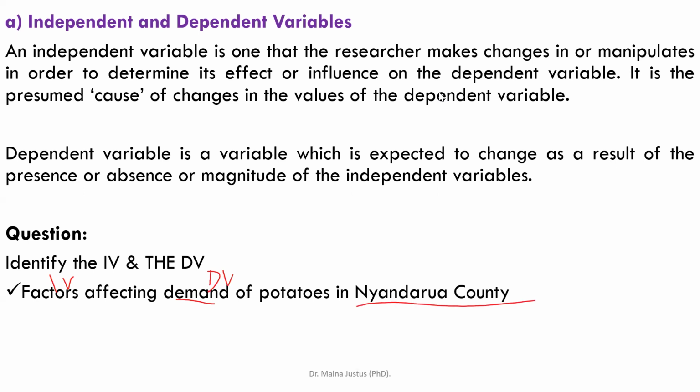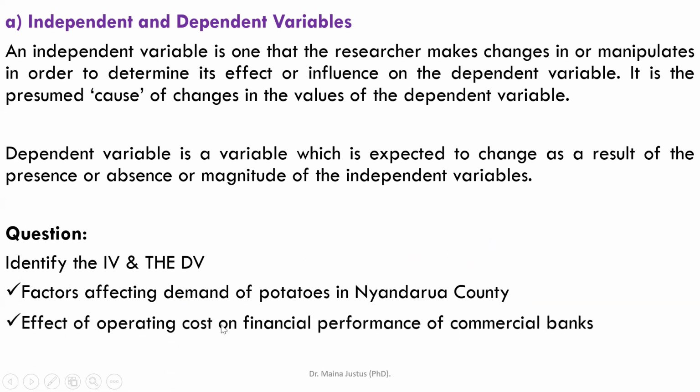And from there we have Nyandarua County. This becomes the scope. Each and every topic should have three things: independent variable, dependent variable, and the scope. So what causes and what responds is what you should be concerned about. So Rachel, tell us this other one here. Effect of operating cost on financial performance of commercial banks.